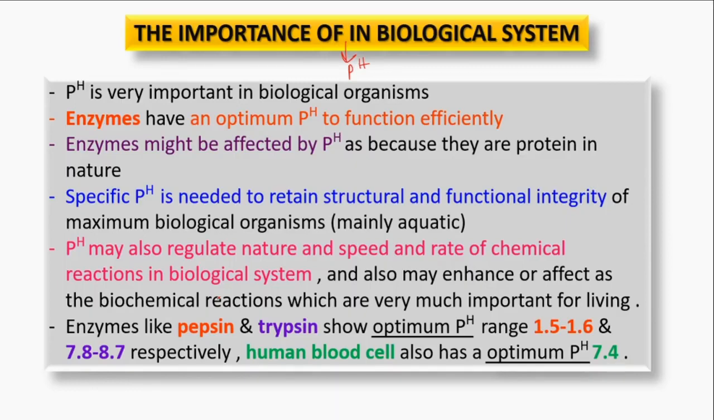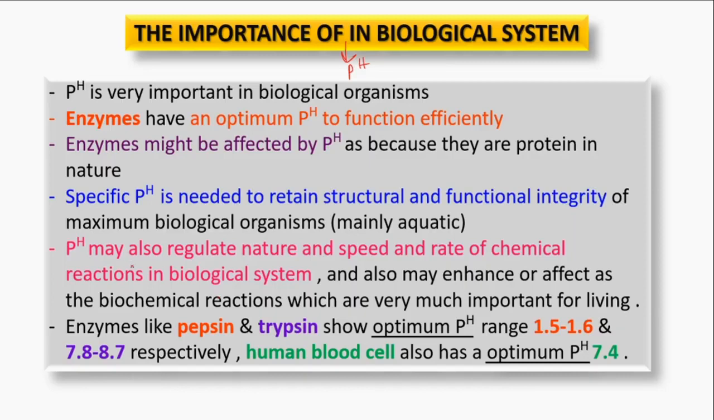pH can also regulate the speed, rate, and nature of chemical reactions in any biological system, and the enhancing or decreasing effect on biochemical reactions may affect the living properties of organisms as well, because these reactions are very important for the living of any organism.